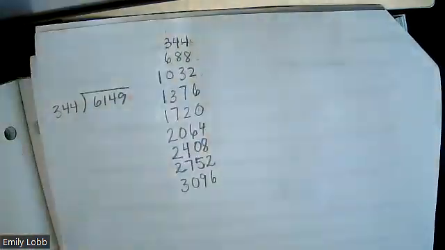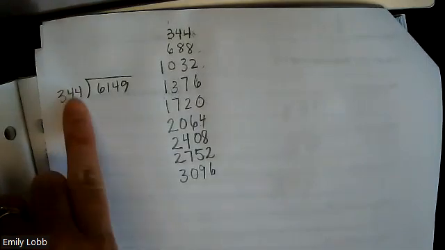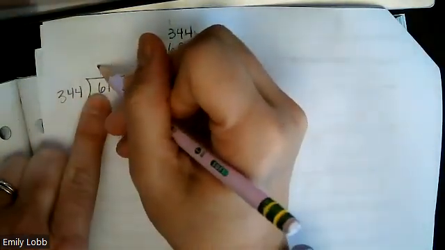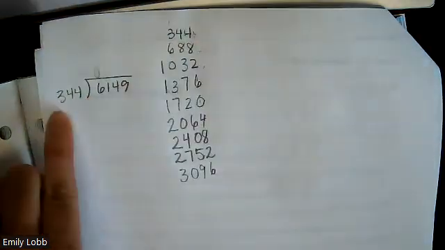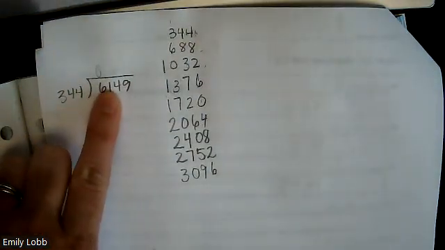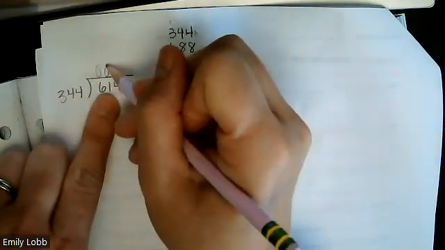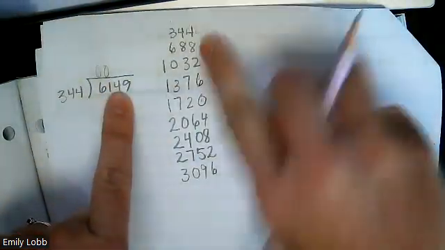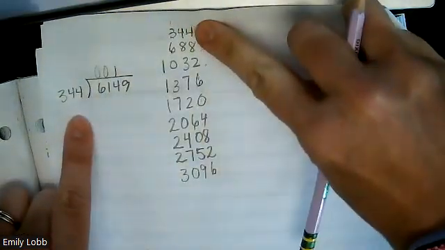We're ready to do this problem. How many times can 344 go into 6? None. So you could put a 0 here, but it doesn't change our answer, right? How many times does it go into 61? Still 0. How many times does it go into 614 without going over? Just once. So what am I subtracting from the 614?